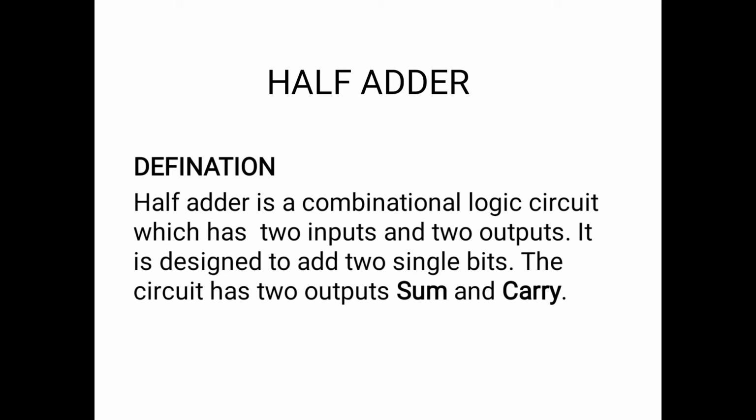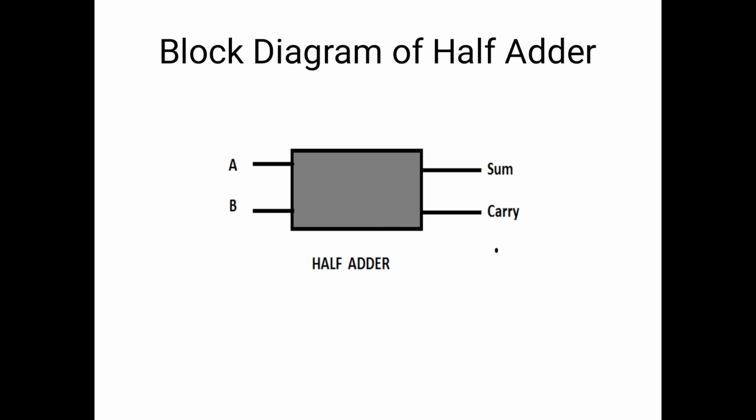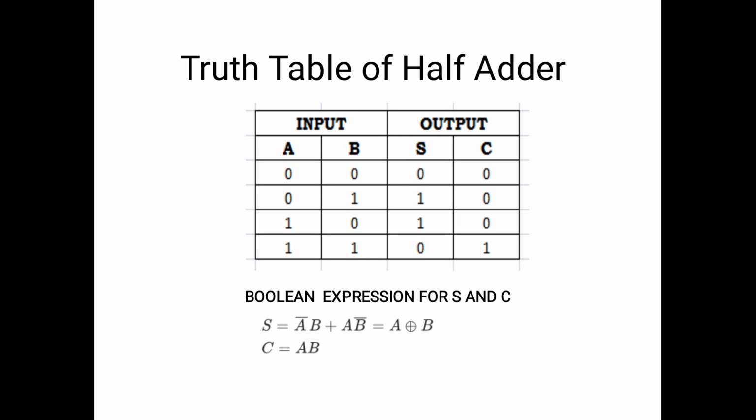So that is why the circuit diagram has two outputs, sum and carry. This is the block diagram of the half adder. A and B are the inputs and it has two outputs, sum and carry. Sum is the sum of A and B and carry is the carry received when we add these two bits. Based on these two inputs and outputs, we can find out what will be the sum and carry.